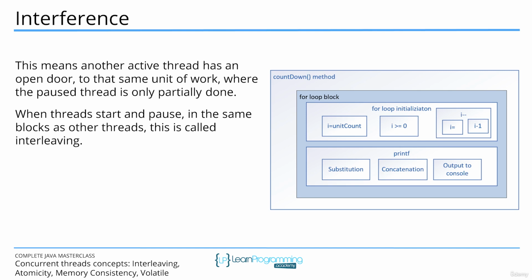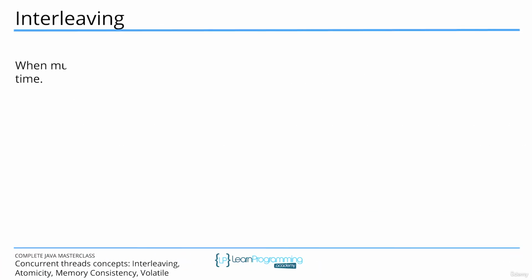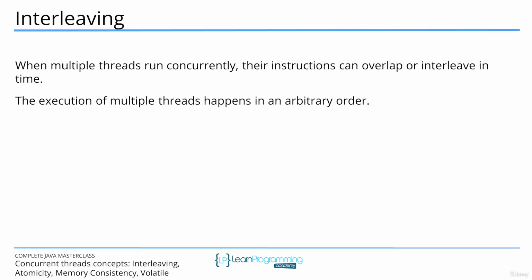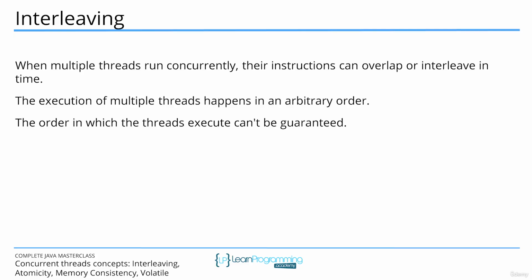As we saw in the last video, one result of interleaving is that a shared resource's state may change while a thread is paused in the middle of its work. In this case, one thread interferes with the work of another. When multiple threads run concurrently, their instructions can overlap or interleave in time. This is because the execution of multiple threads happens in an arbitrary order. Remember, the order in which the threads execute their instructions can't be guaranteed.